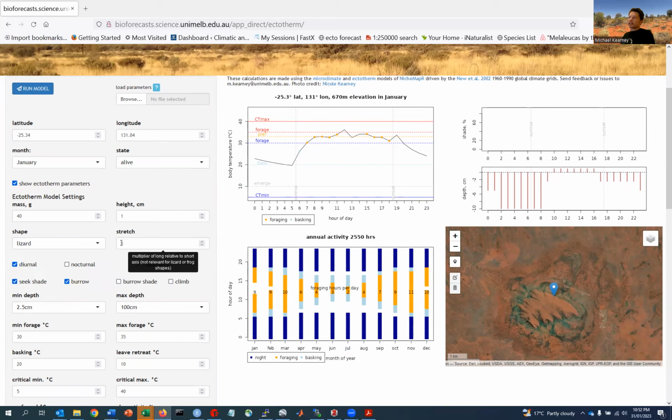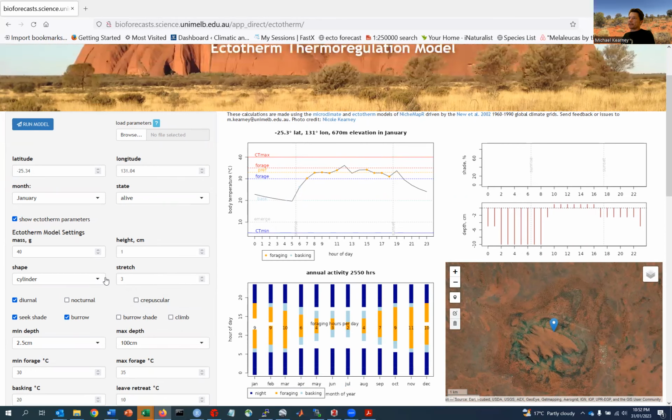And there's a stretch factor. Say you choose a cylinder, a stretch factor of 3 means that it's going to have a long axis that's 3 times as long as the short axis, so the length relative to the diameter of the cylinder shape. And just out of interest, if we run it as a cylinder, there's a little bit of a change, but not much change to the calculation.